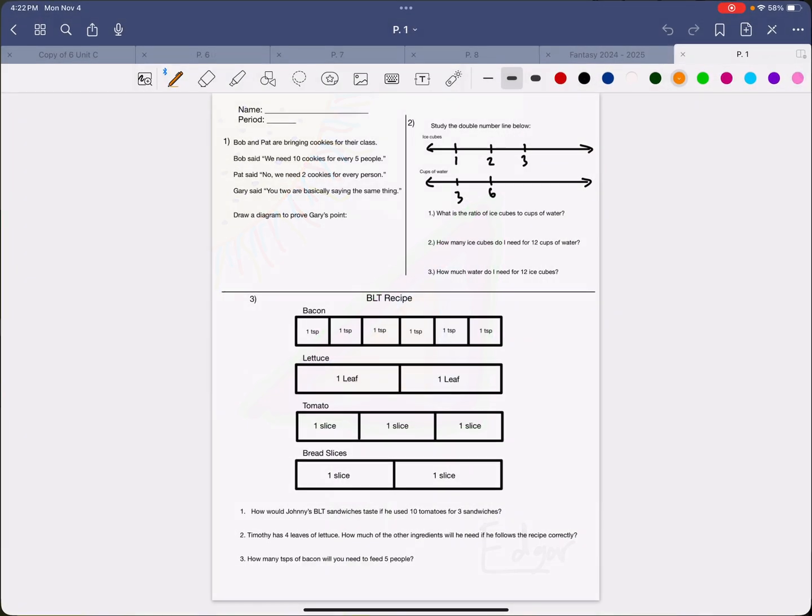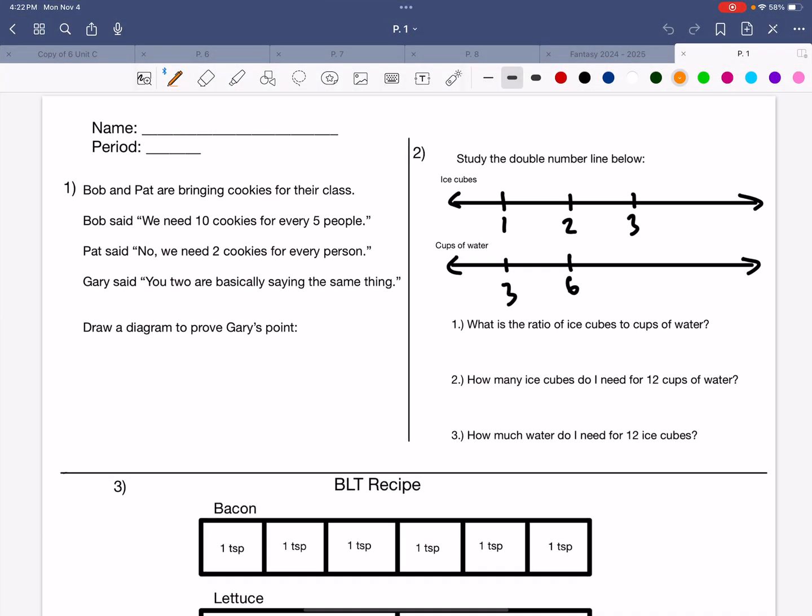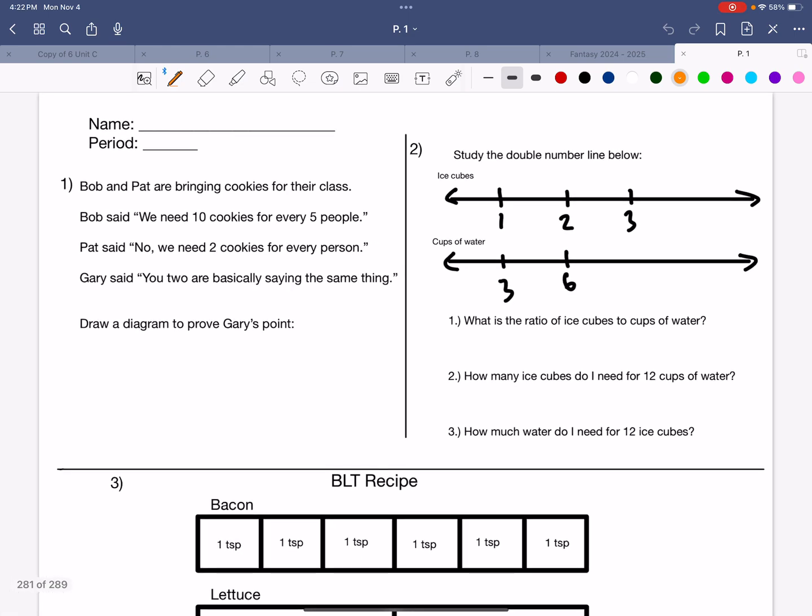So I just want to do a little bit of review before I let you off and do your homework. So you have this worksheet here. Make sure you follow along. Make sure you take notes because you will be turning this in.